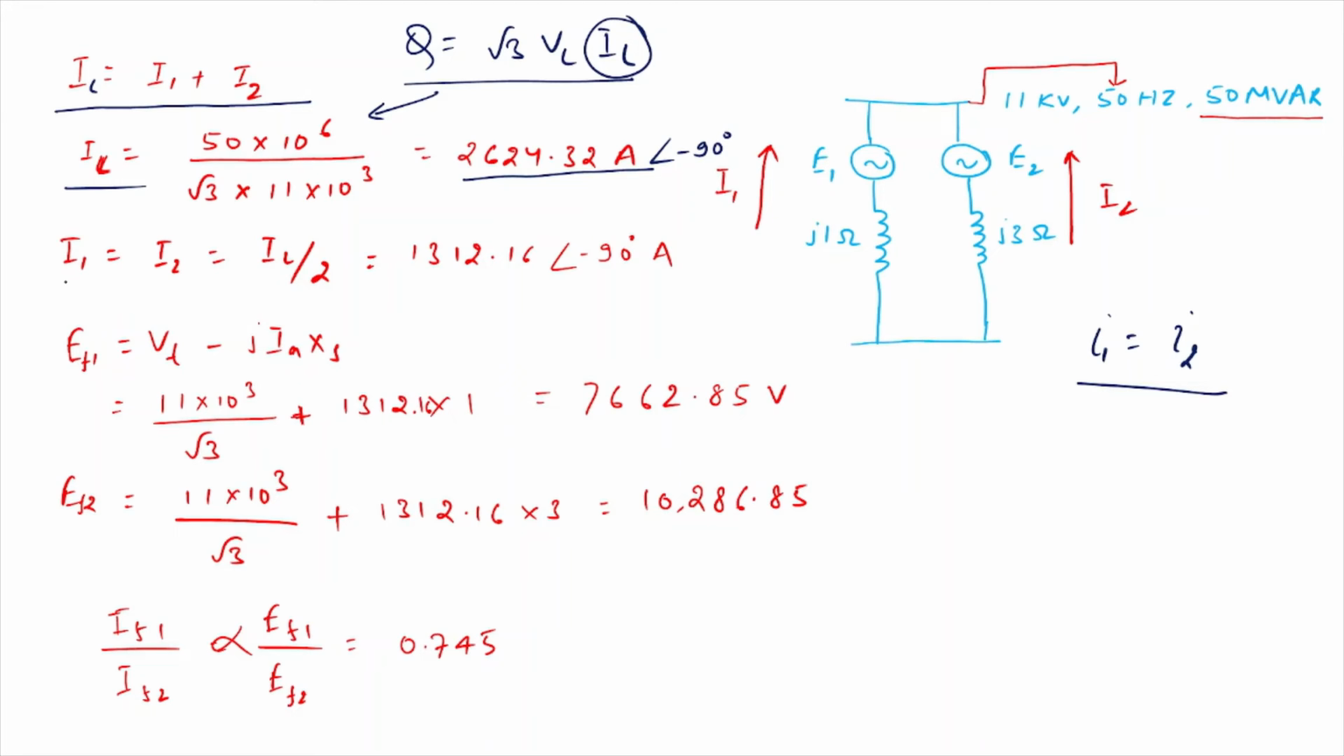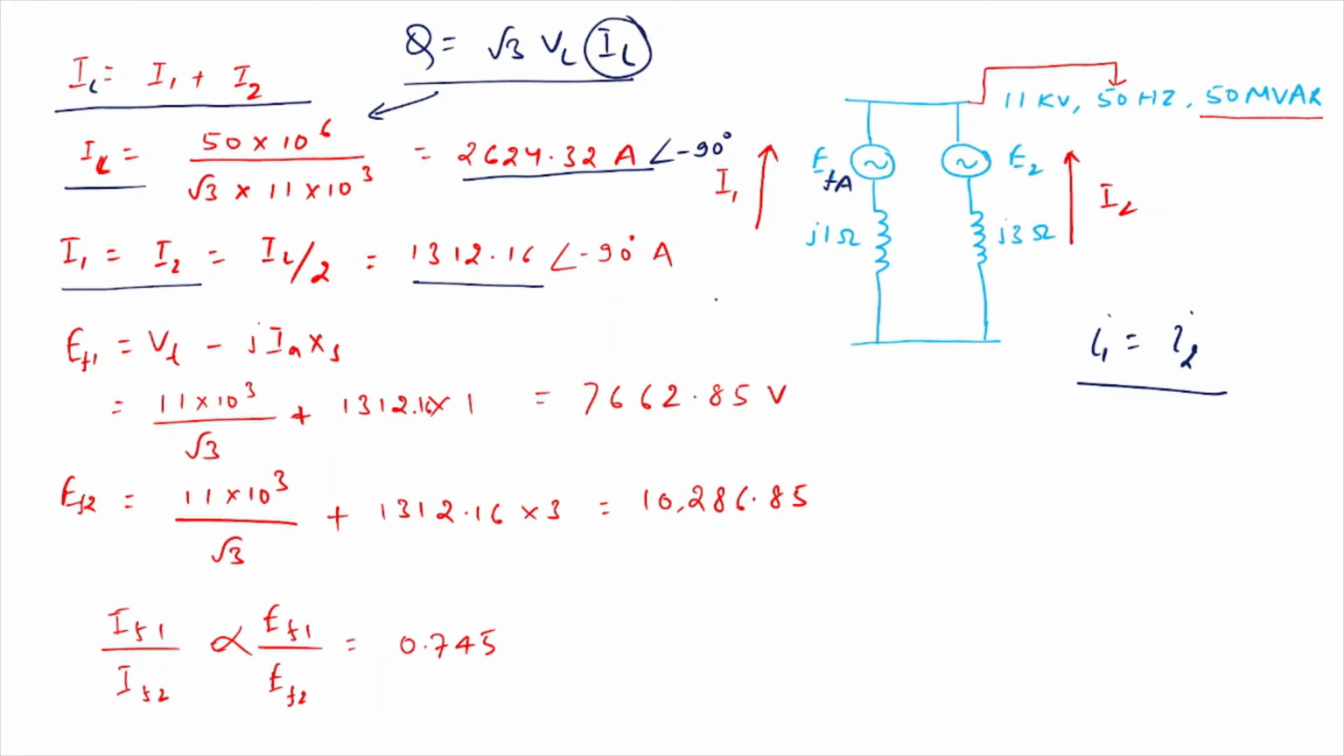Now in the problem it is given I1 and I2 are equal and each would be half of the total current. So the current would be 1312.16 lagging by 90 degree. Okay, perfect. Now we have to calculate E1 or EFA.